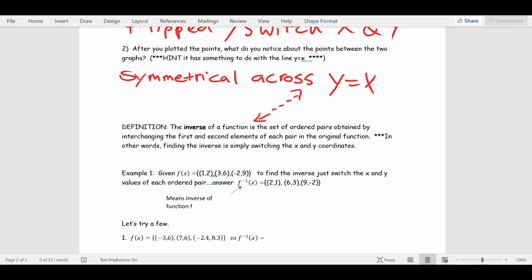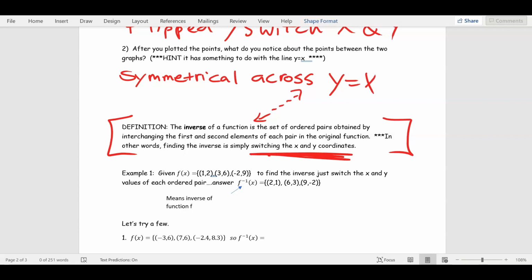So here's your definition of inverse. I'm going to put little brackets around it. All you got to do is underline the last part. Switch X and Y. Didn't I tell you it was this easy? You're switching X and Y. That's all you're doing. Okay?